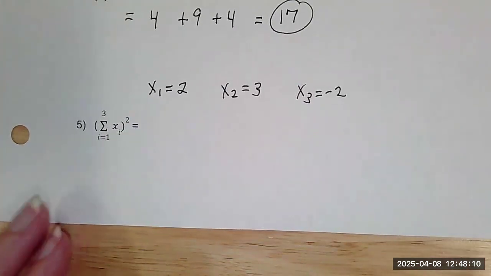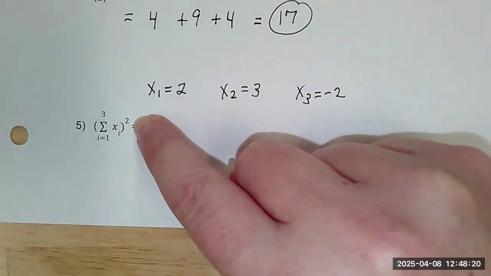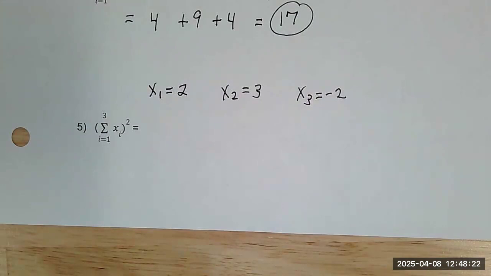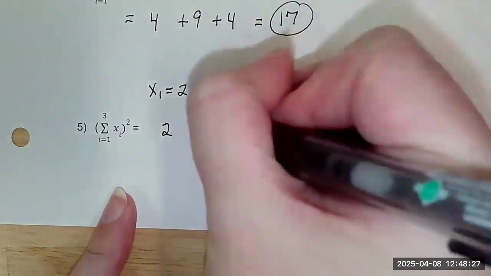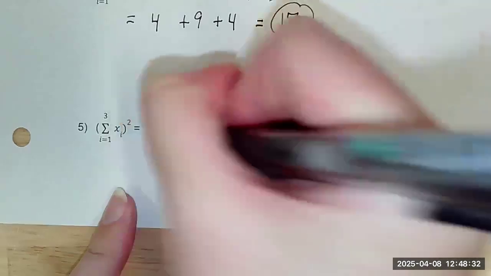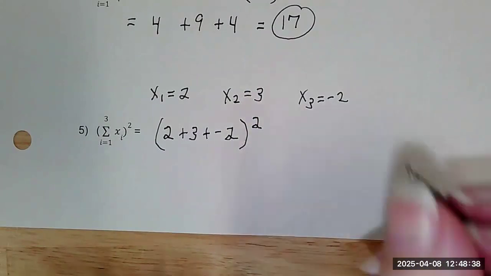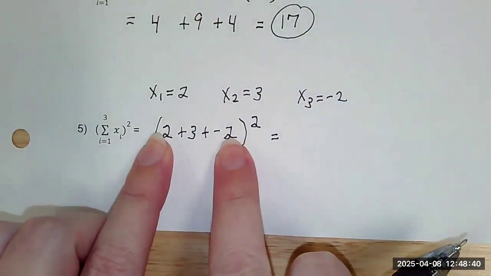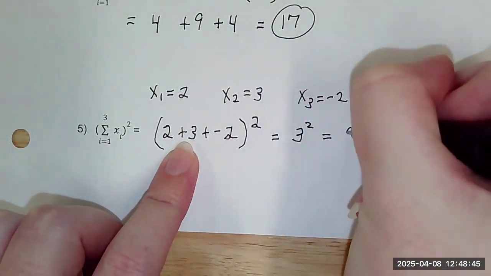So what this says is you're going to add up the x's, and then we're going to square our answer. By putting the parentheses around the whole thing and then putting the squared on the outside of that, they're saying add them up first, square your answer. So when we add them up first, we have 2 plus 3 plus -2. And once we get that answer, we're going to square it. So the 2 and the -2 cancel, so we just get 3 squared, which is 9.